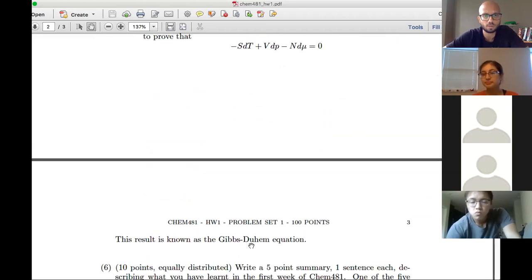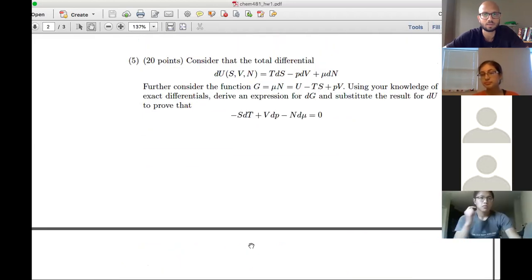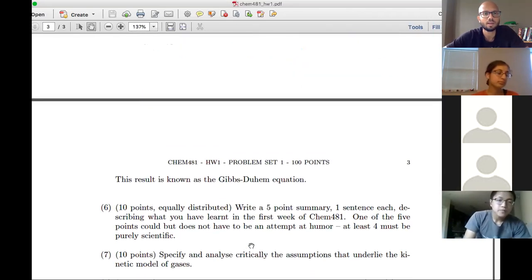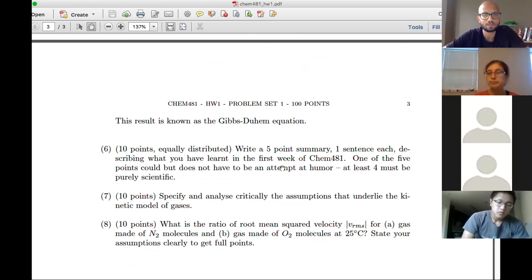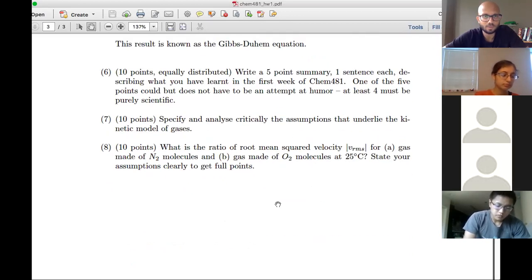The Gibbs-Duhem equation is also very important in PChem, thermodynamics, material science, geology, you name it, and you will be deriving it here. At this point, I would like you to take a bit of time and think about what you have learned in the first class. You can try to be funny in one of them, but ideally all five should be scientific. Think about the kinetic model of gases, and specify all the assumptions in problem number 7. And problem number 8 is calculating root mean squared velocities.